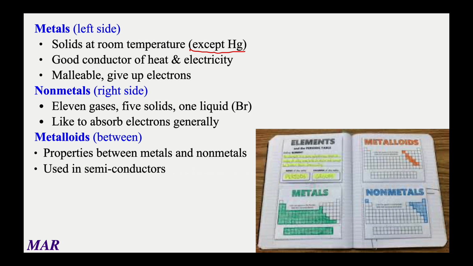Metalloids are that thin strip down the middle, which just means sometimes they act like metals and sometimes they act like nonmetals. A lot of times they're used in semiconductors, which are what computers and stuff use, because they're pretty good about transferring electrons from one to the other, which is kind of cool.